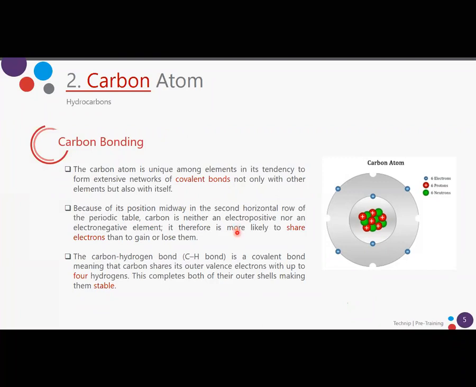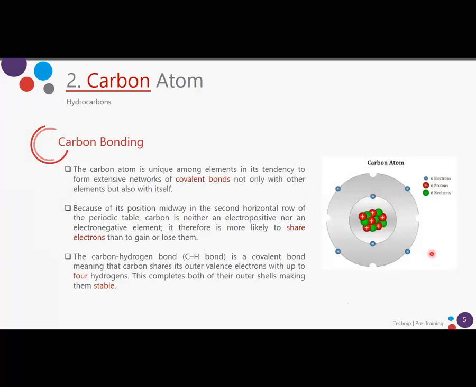The carbon-hydrogen bond, that is the CH bond, is a covalent bond, meaning that carbon shares its outer valence electrons with up to 4 hydrogens. This completes both of their outer shells, making them stable. Okay, if we see here, this is the carbon atom. We will see here that we have the 6 protons and the 6 neutrons. So the atomic weight of the carbon is 12. And it also has 6 electrons, 2 and 4.